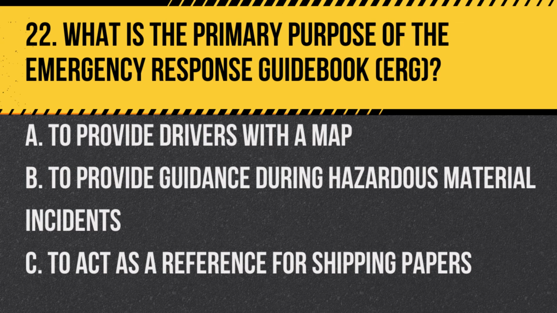Question 22. What is the primary purpose of the Emergency Response Guidebook, ERG? A. To provide drivers with a map. B. To provide guidance during hazardous material incidents. C. To act as a reference for shipping papers. Answer: B. To provide guidance during hazardous material incidents. The ERG is crucial for emergency situations.